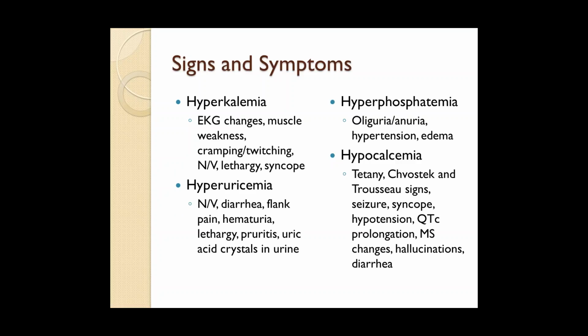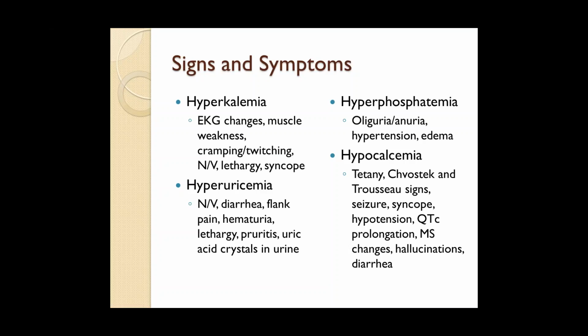The signs and symptoms of tumor lysis syndrome are often associated with the electrolyte imbalances caused by tumor lysis syndrome. For example, patients who develop hyperkalemia may have EKG changes such as tall or peaked T waves or shortened QT intervals. They may report muscle weakness, cramping, or twitching. They may have nausea, be lethargic, or have syncopal episodes.